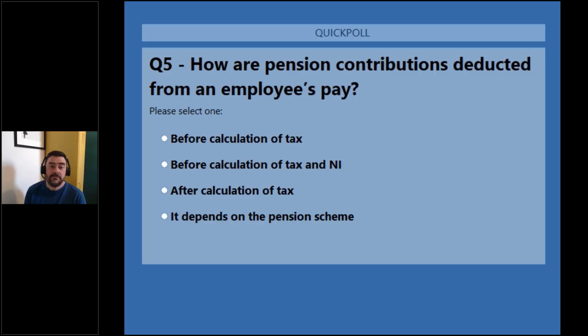So are they deducted before calculation of tax? Is it before calculation of tax and national insurance? Is it after calculation of tax? Or does it depend on the pension scheme? So the question there is, how are pension contributions deducted from an employee's pay?